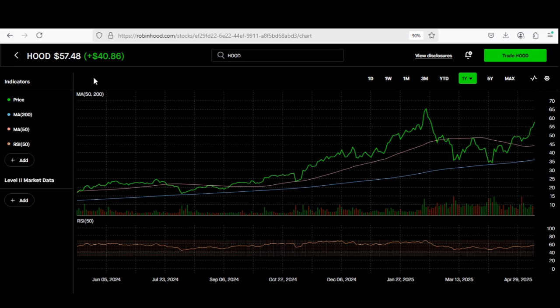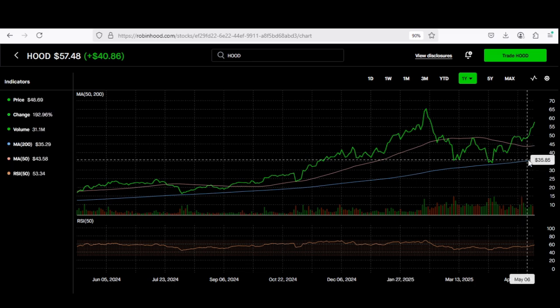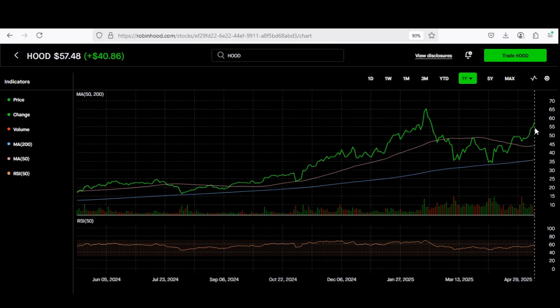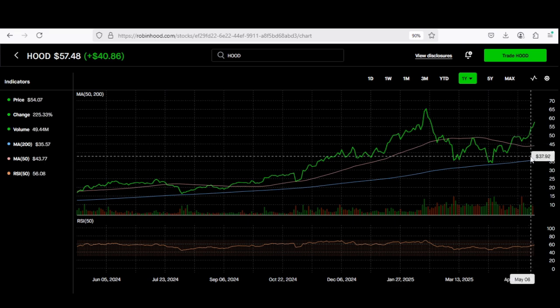Currently, Robinhood is trading at a price of 57.48, but its 200-day moving average tells us it should be trading around the $35 mark. So using that information, I could say right now that Robinhood is selling at a very high price. Now we're going to use a secondary confirmation, and we're going to come back to this top graph in a second.